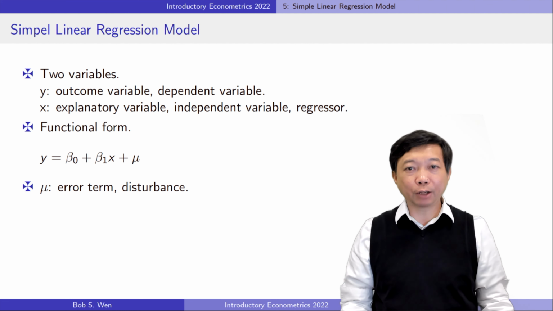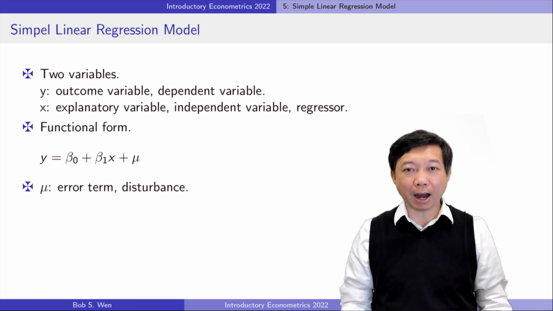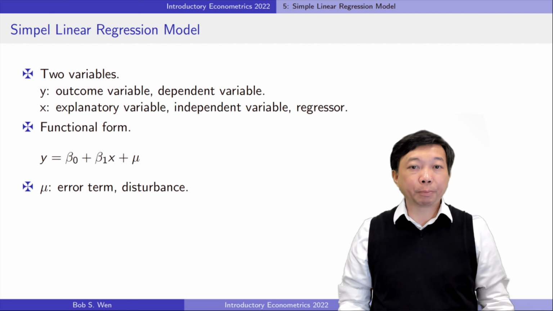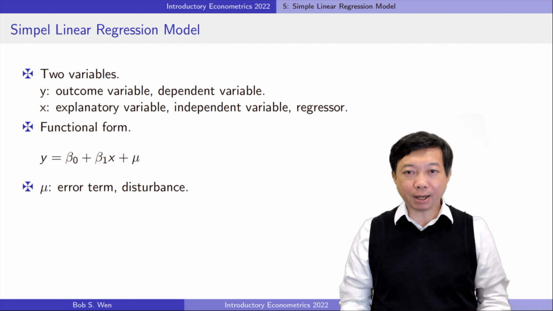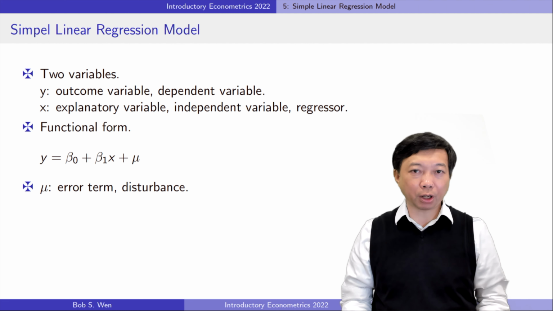We write the relationship between x and y this way to show the causal effect of the explanatory variable x on the outcome variable y under certain conditions. The error term mu is also called the disturbance. It represents factors other than x that affect y. We cannot observe or collect those relevant variables, so we put them into the error term.